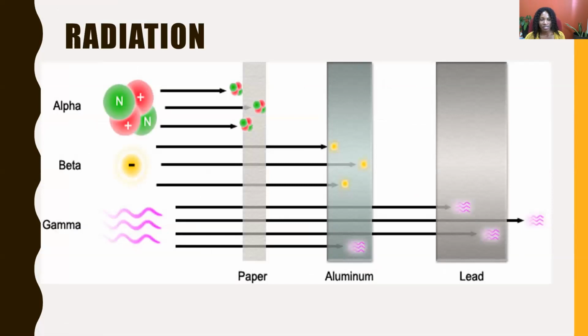Now, for some materials that these types of radiation can penetrate through, we have alpha particles that can be stopped by a thin sheet of paper. Beta particles can penetrate through a thin sheet of paper, but they're stopped by a thick enough piece of aluminum. And gamma radiation can usually only be stopped by thick pieces of lead.